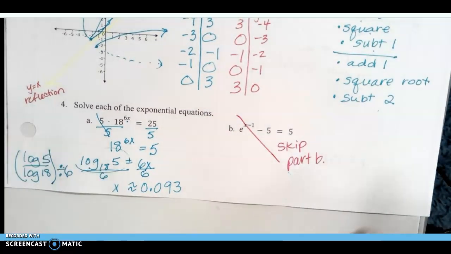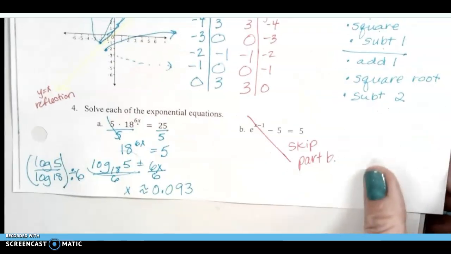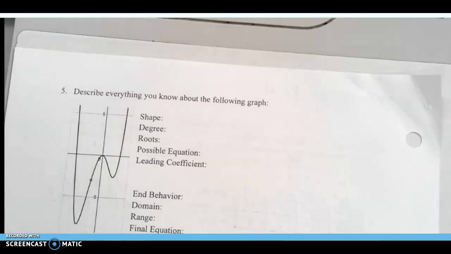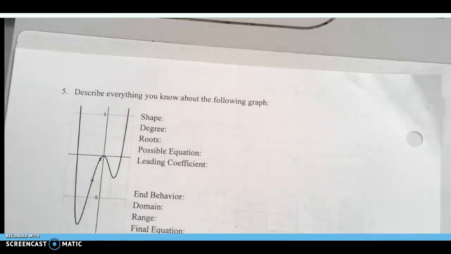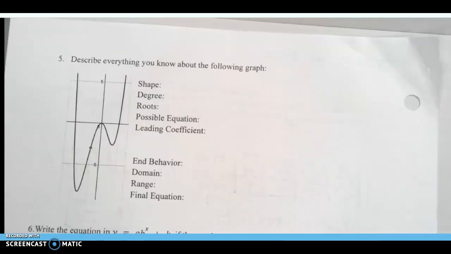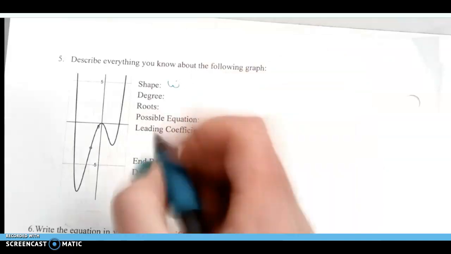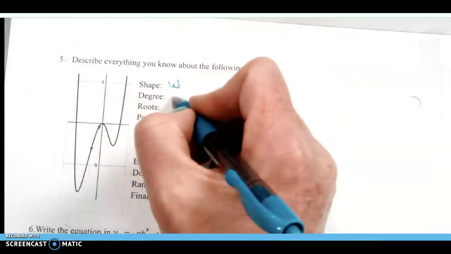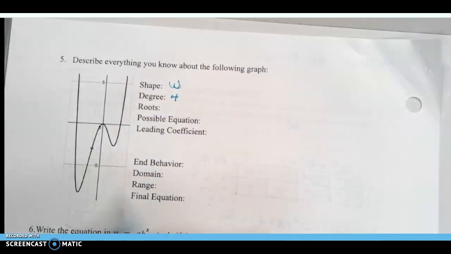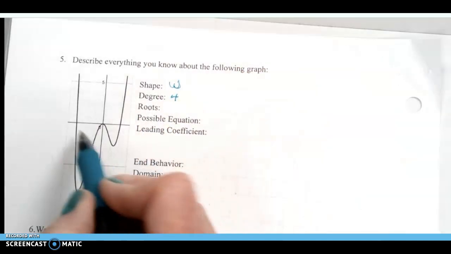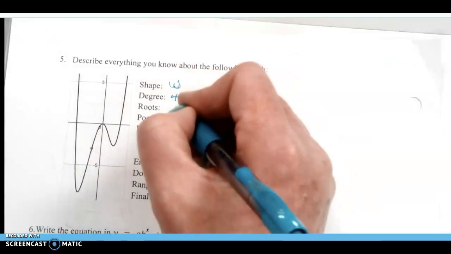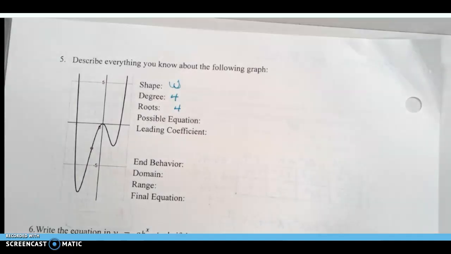All right, go ahead and flip your note page over to the back. On the back for question 5, directions say, describe everything you know about the following graph. What is its shape? Well, it's kind of like a W. What is the degree? We have 1, 2, 3, 4 directions, so it's going to be a 4th degree polynomial. How many roots do we have? It's got 1. This is a double, 2, 3, 4. 4 roots. One of them repeats.